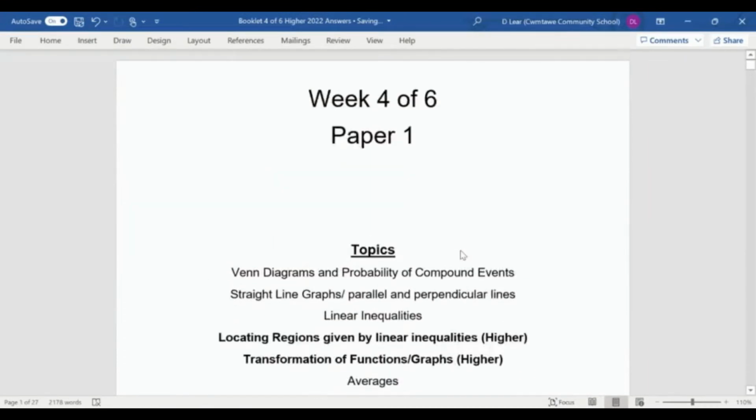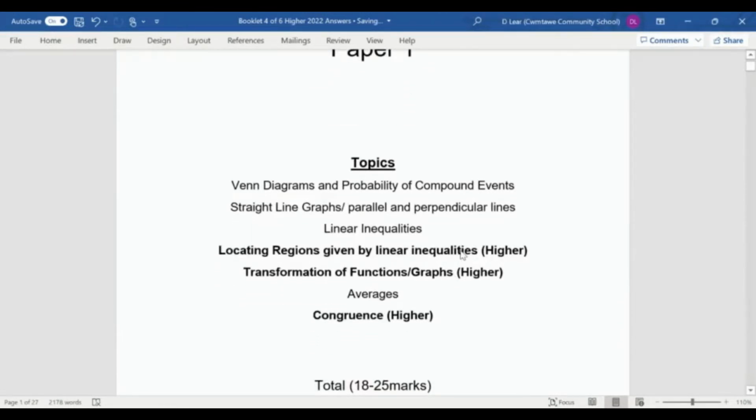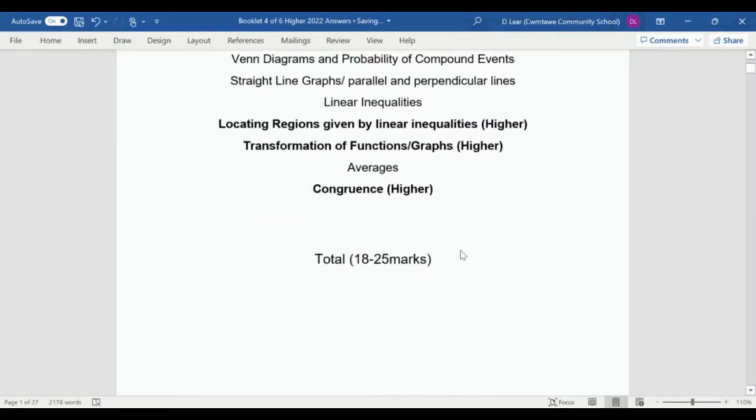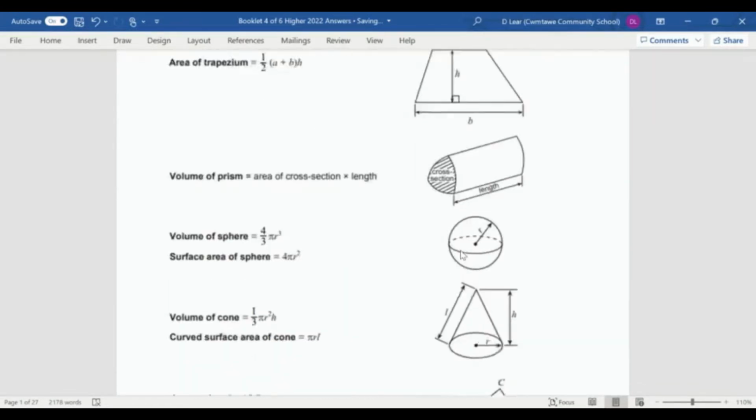Hello there. Welcome to week 4 of 6. This is a paper 1 booklet that's non-calculator. These are the topics in here. Anything non-bold, again, is intermediate, so first half of the paper. Anything bold is second half of the paper and is your higher, your A and A star topics. About 18 to 25 marks out of the 70 in here, so about a third of the paper is in here.